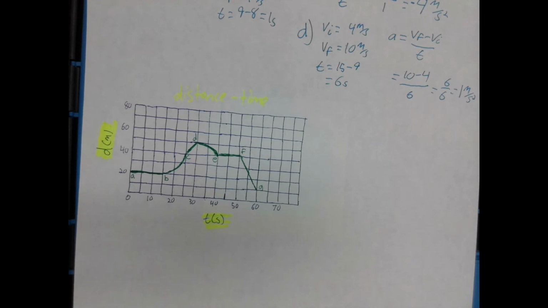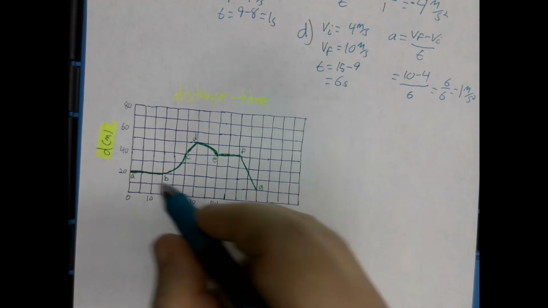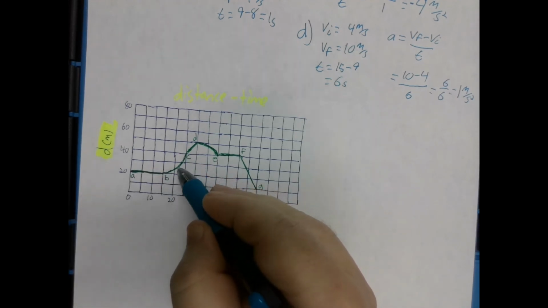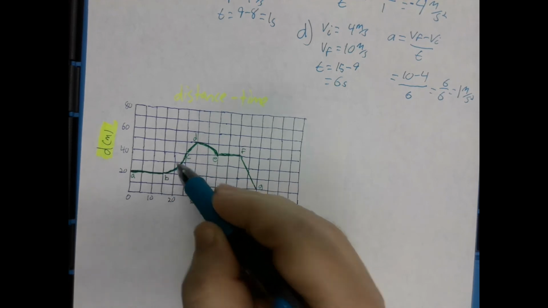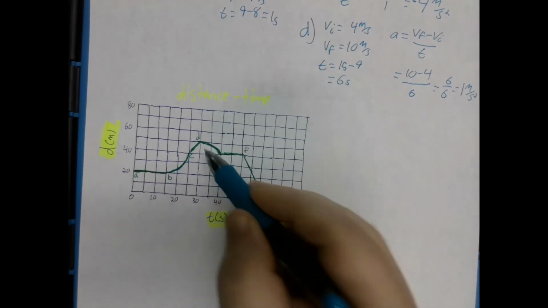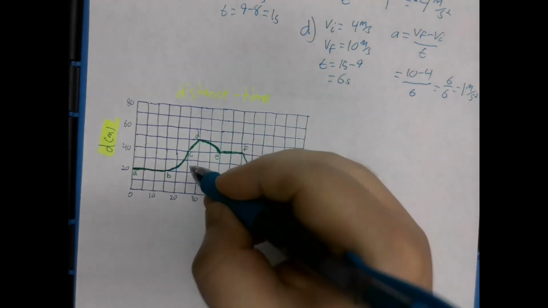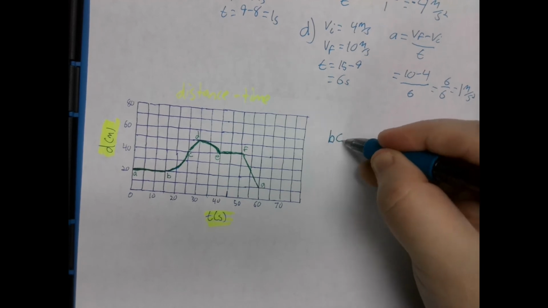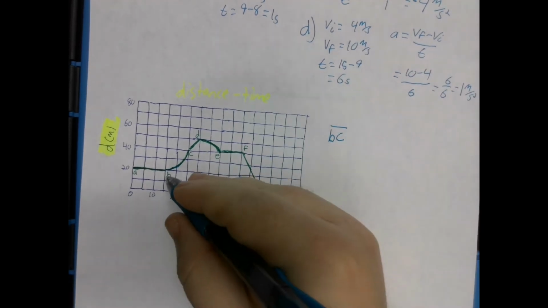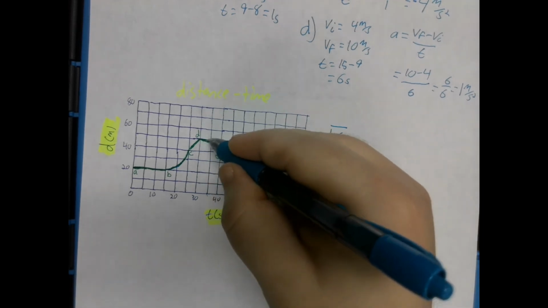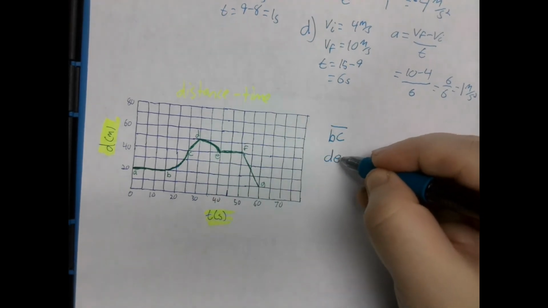Remember that for graphs in which it's distance versus time, acceleration is going to be curved. So if we have a curved segment where it's not straight, that would be your acceleration. So the segment from B to C, this point to that point, is positive acceleration, and from D to E is negative acceleration.